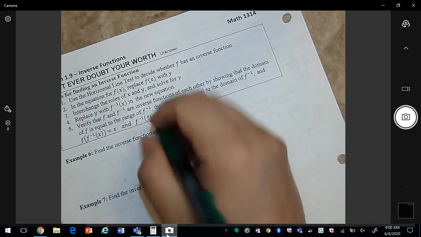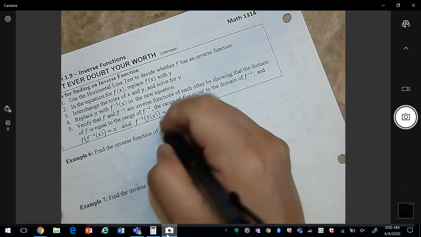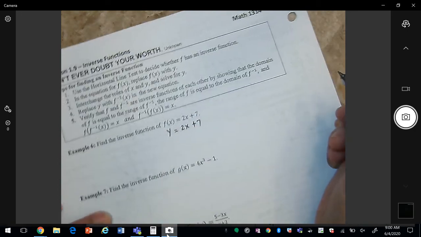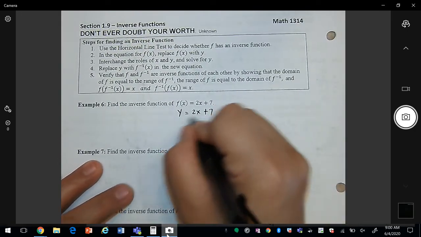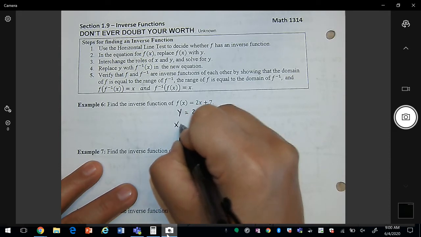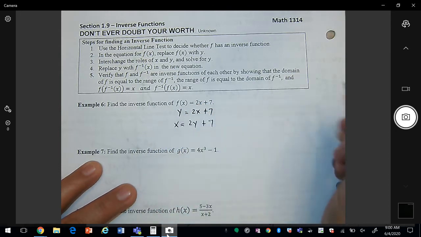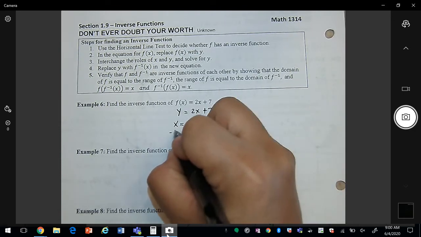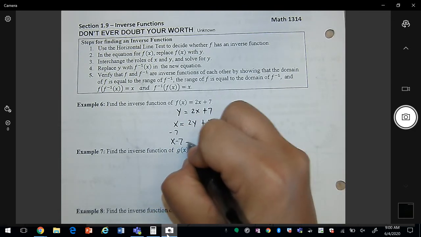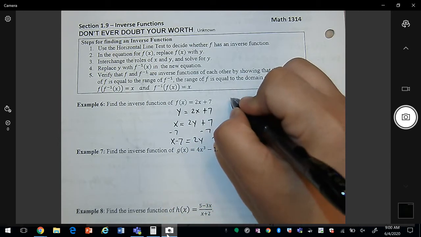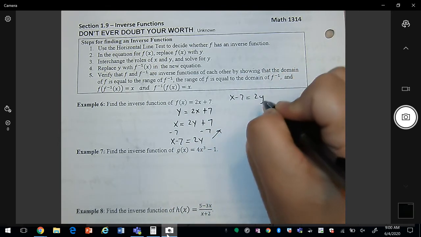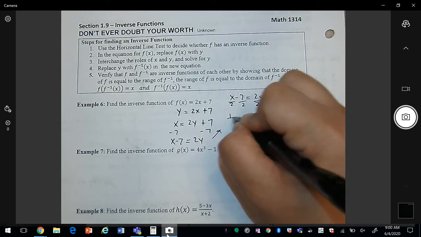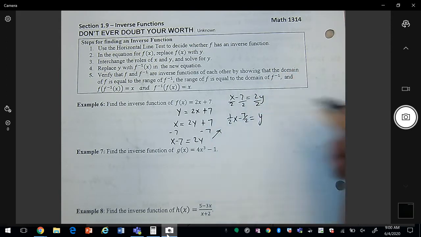To find the inverse, we let f of x equal y. That's the first step. The second step is we're going to interchange x and y. So instead of y here, I write x, and then I have 2y plus 7. And now you want to solve for y. So we get x minus 7 is equal to 2y, divided by 2. So y is equal to 1/2 x minus 7/2.